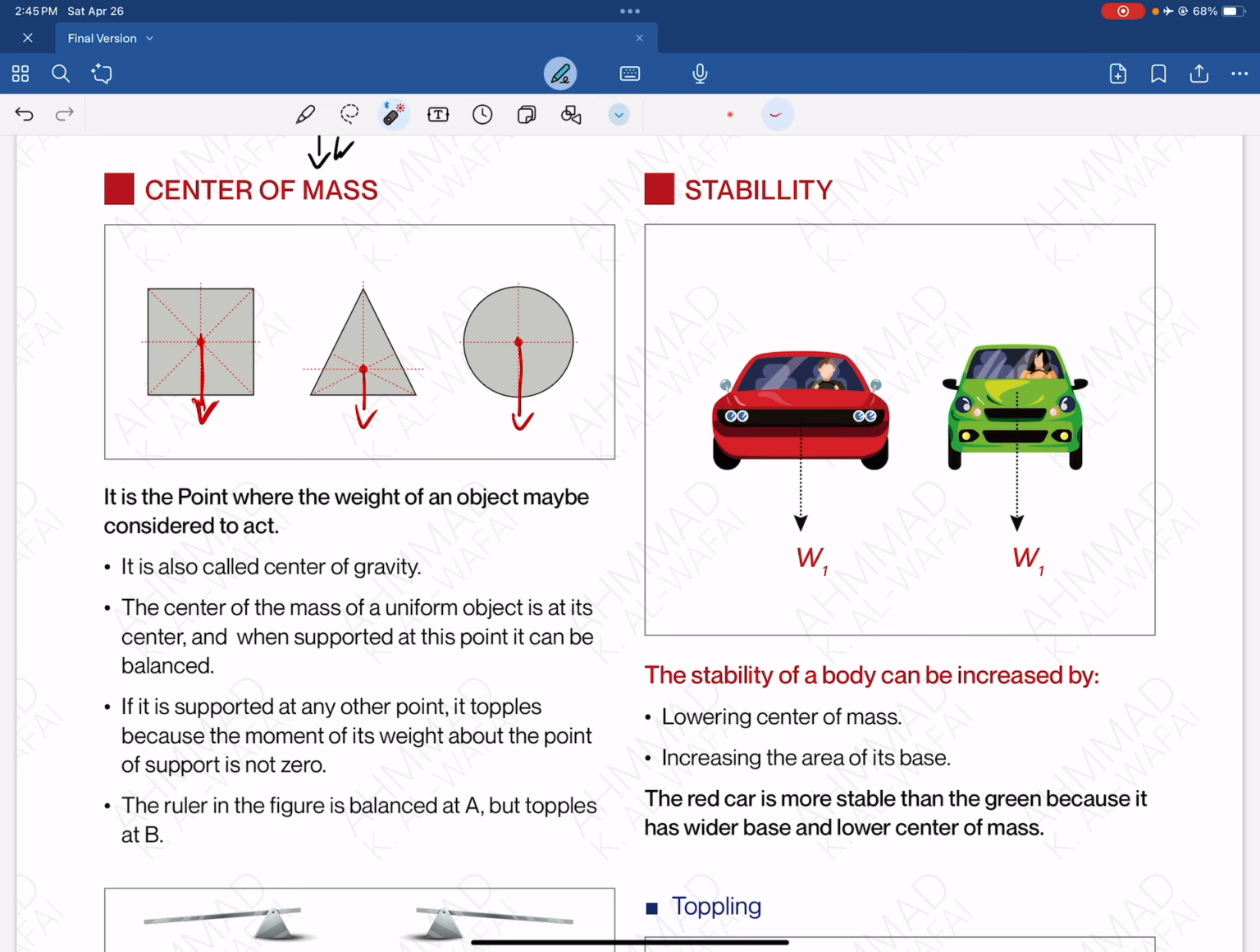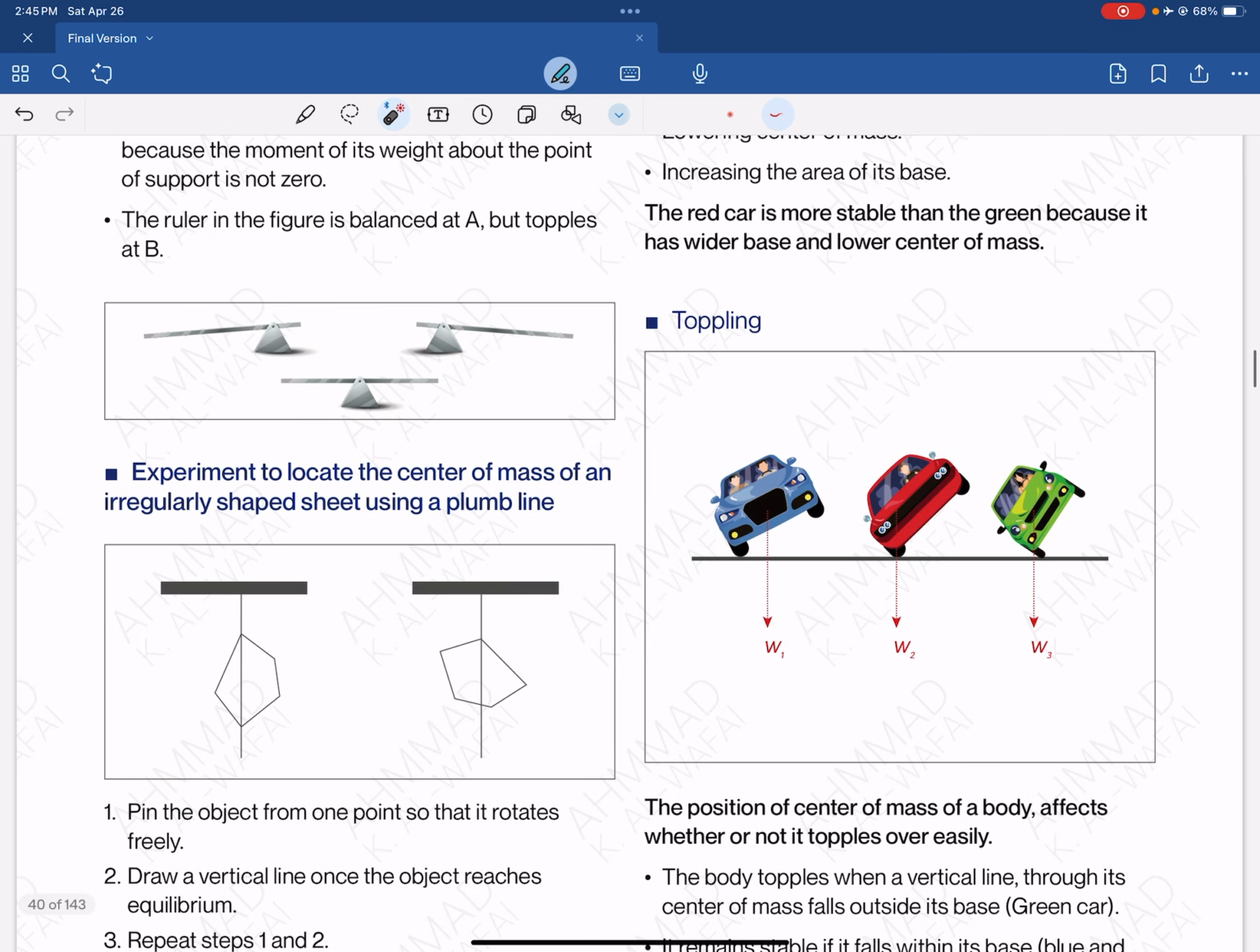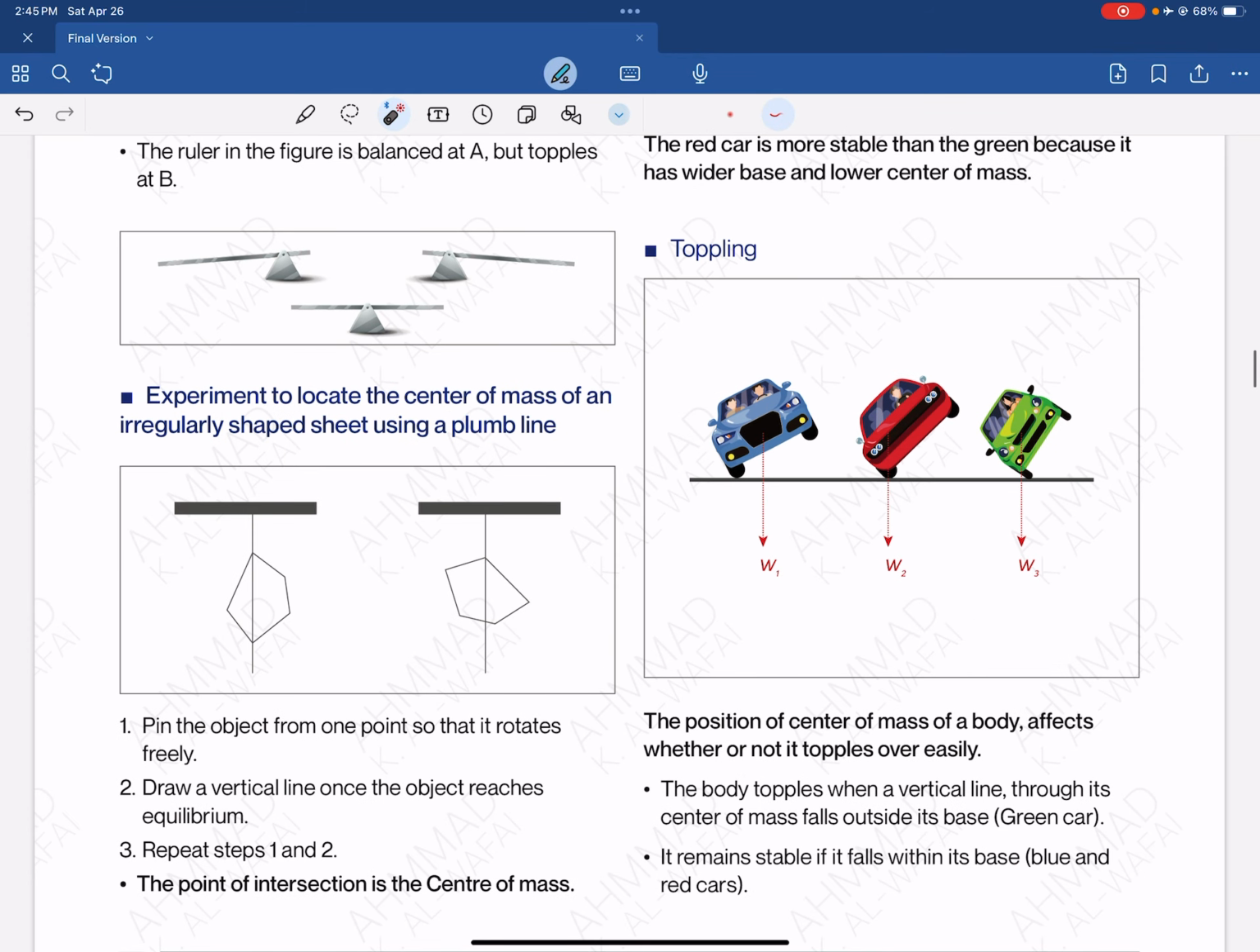Okay, excellent. Now we move to the idea of toppling, which introduces us to the idea of turning effect. If you look at those three cars, the first one, the blue car, is basically trying to rotate about this point. This point is where the object is rotating around itself. We call it the pivot.